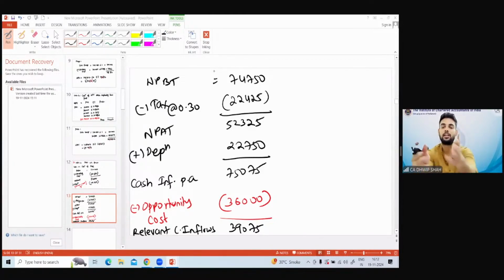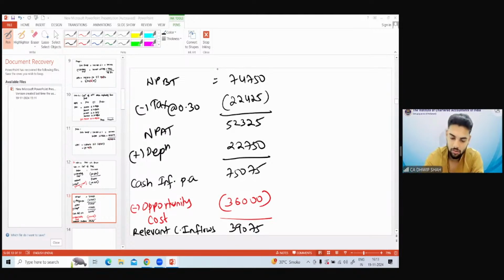Why? Because I have set up that radiography task in my hospital. So why would I outsource to someone else? Why should I pay the referral fees? Instead, I should earn. So my relevant, incremental cash inflows would be 39,075. Understood? Initially our hospital was earning that commission income, and now it will not earn it. So that's why it is an opportunity lost. Any queries? Students, any queries?